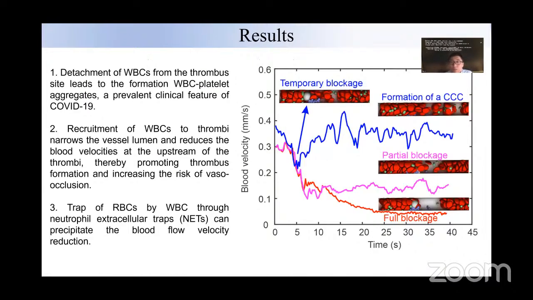So to summarize the result of this interaction between the white cell and the platelet aggregate, it can largely depend on the blood flow velocity. If the blood flow velocity is large, basically the flowing white cell is just going to interact with the platelet aggregate and grab some platelets and then form this circulating cell cluster. But if the blood flow velocity is relatively low, it's going to adhere to the thrombogenic site and form a partial blockade or full blockade of the blood vessel, depending on the interaction between the different blood cells.